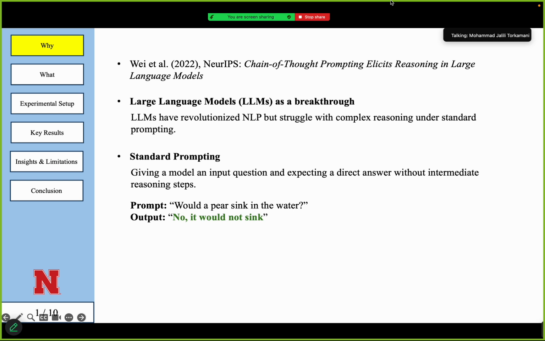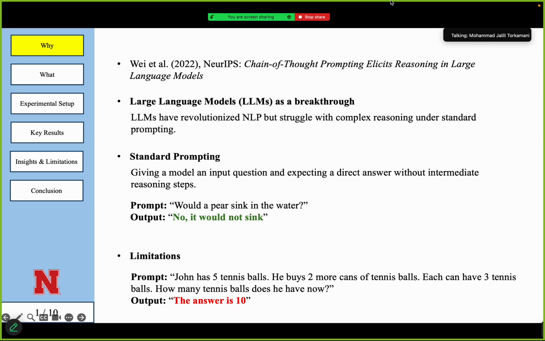But most large language models, except the famous ones, will fail when we give them some complex tasks, and they have some limitations in understanding what we really mean. So take this example. John has 5 tennis balls, and he buys 2 more cans of tennis balls. Each can has 3 tennis balls. How many tennis balls does he have now? We know the answer is 5 plus 3 times 2, which is 11. But the model will incorrectly say the answer is 10. So this is the limitation of the models.